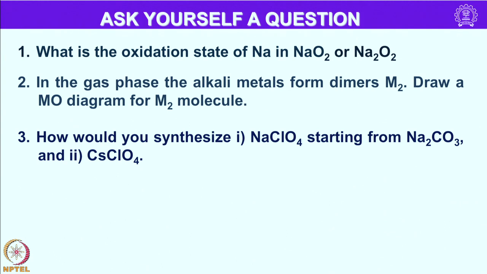In the gas phase, the alkali metals form dimers, M2. So, draw an MO diagram for M2 molecules.